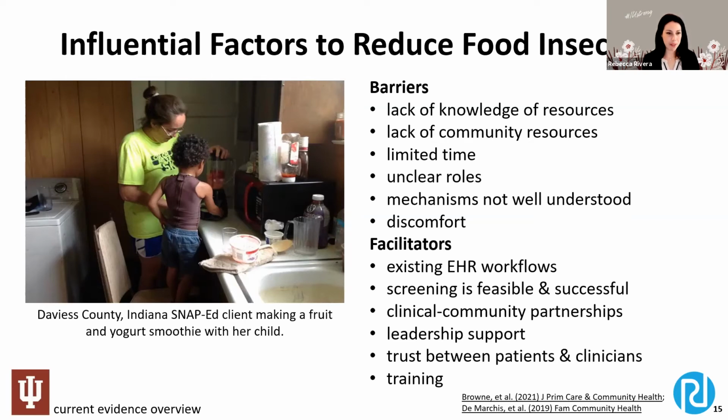And I just want to explain really quickly this picture, which is actually a SNAP education client from Daviess County, Indiana. I love this picture because it really shows the essence of nutrition education and how important it is in the approach to improving food security. And it's an often minimalized aspect of the approach. So this woman is showing her son how to make a fruit smoothie, basically.